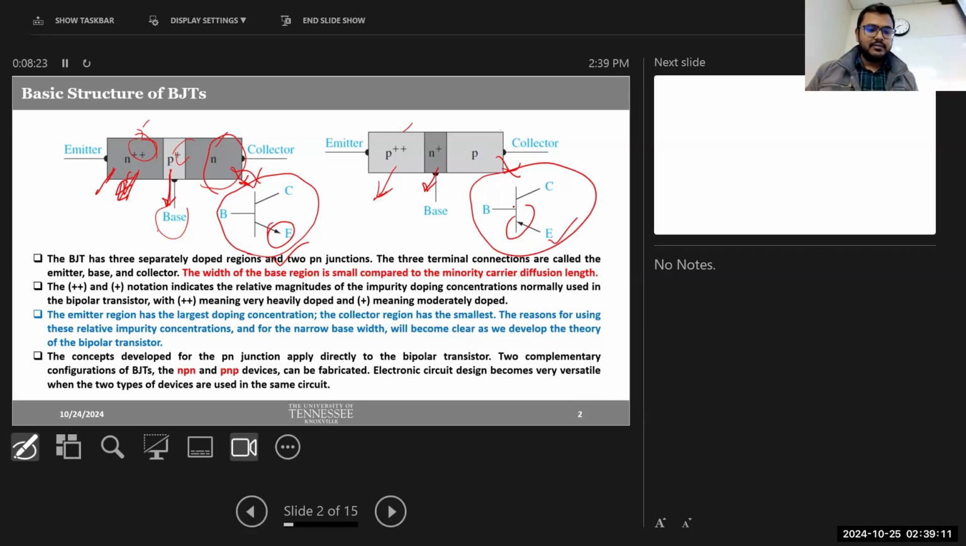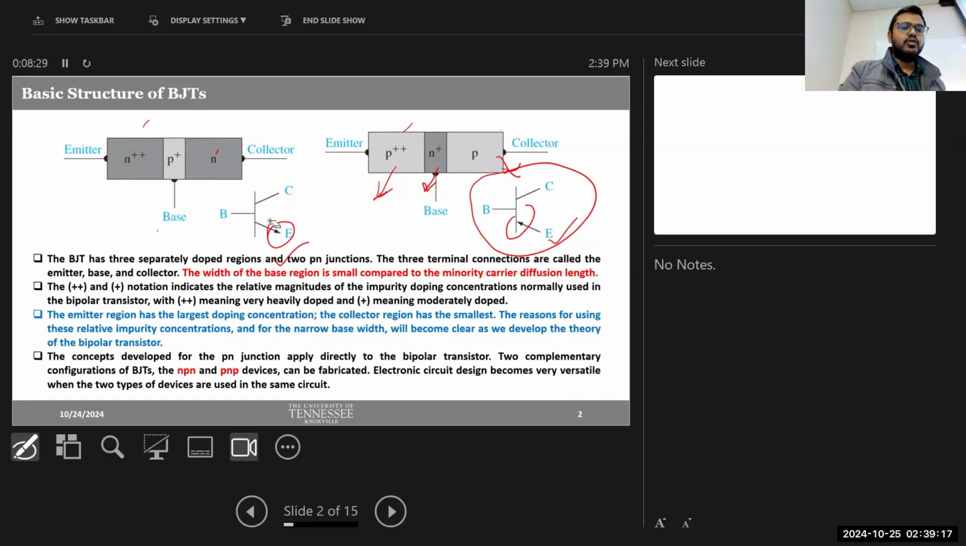Another thing from this slide to remember is this. If you look at this structure, you can see the width of the base. This is our base region. The width of the base is actually smaller than all the other regions, right? Although the structures are not drawn to scale, you can still notice that the width of the base is much thinner than the other two regions. This is done to improve the performance of the device, and we'll talk about this in detail in the next slides.